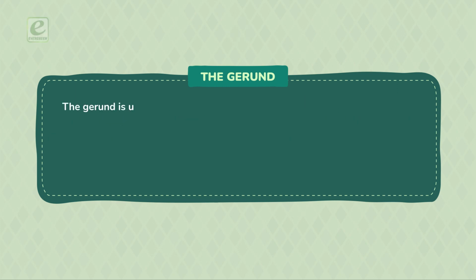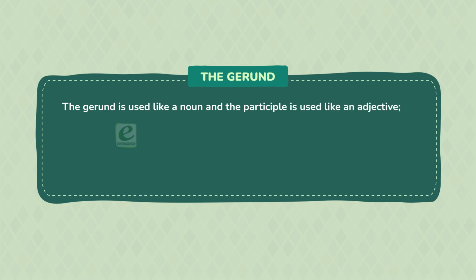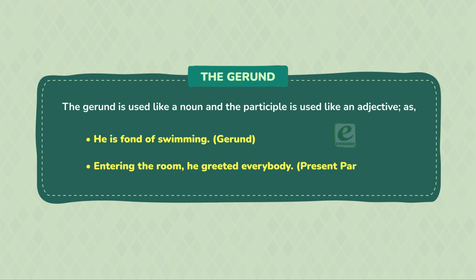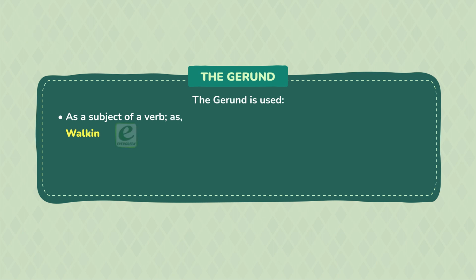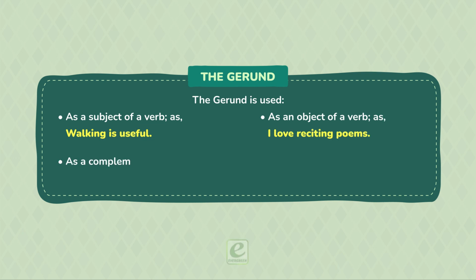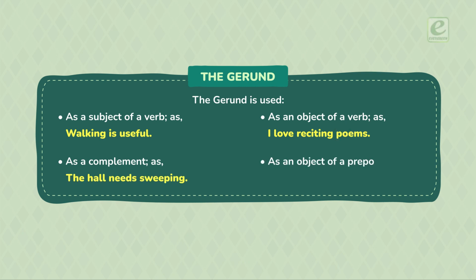The gerund is used like a noun and the participle is used like an adjective, as: he is fond of swimming. Gerund. Entering the room, he greeted everybody. Present participle. The gerund is used as a subject of a verb, as: walking is useful; an object of a verb, as: I love reciting poems; as a complement, as: the hall needs sweeping; as an object of a preposition, as: he was accused of stealing.